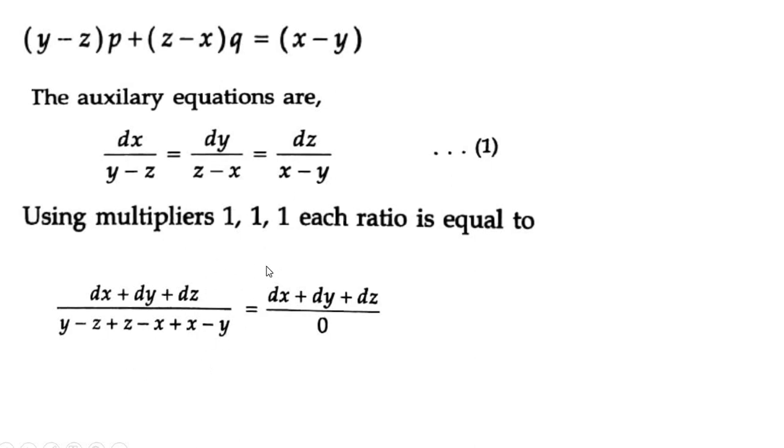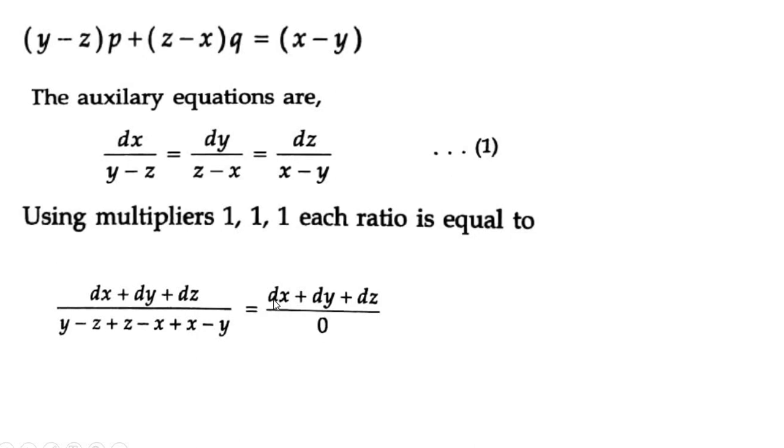It is not necessary that you always apply 1, 1, 1. Sometimes you may have to apply x, y, z. Sometimes you may have to apply 1 by x, 1 by y, 1 by z. Sometimes you may have to apply x square, y square, z square, x cube, y cube, z cube, and so on. So looking at the denominator of equation 1, you have to guess what multipliers we need to apply. Okay, so I have applied the multipliers 1 here, so I get the denominator equal to 0.